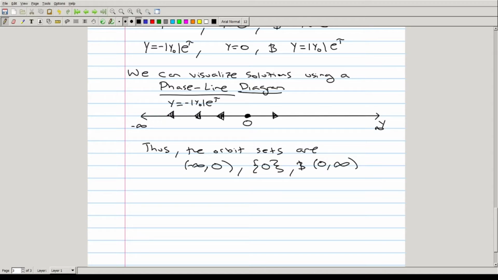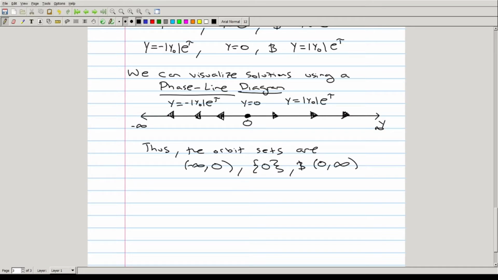Similarly, for the other solution, or the solution corresponding to this orbit set, for any initial condition that's in this orbit set right here, the solution is going to head out to positive infinity, because the solution is characterized by absolute value of y0 times e to the tau. And the solution corresponding to an initial condition in the middle orbit set of 0 is just going to be 0. It's going to stay put at that equilibrium point.